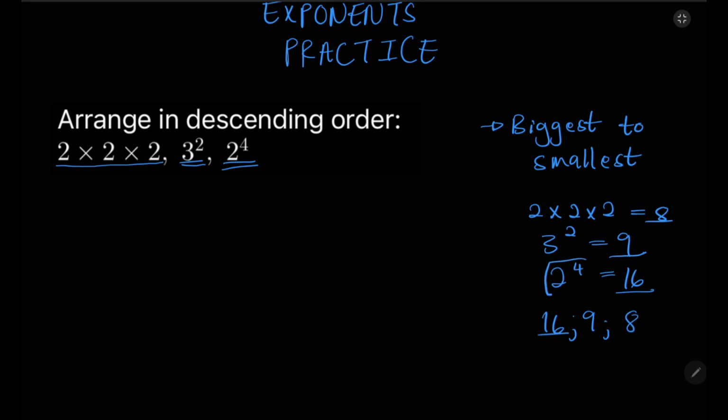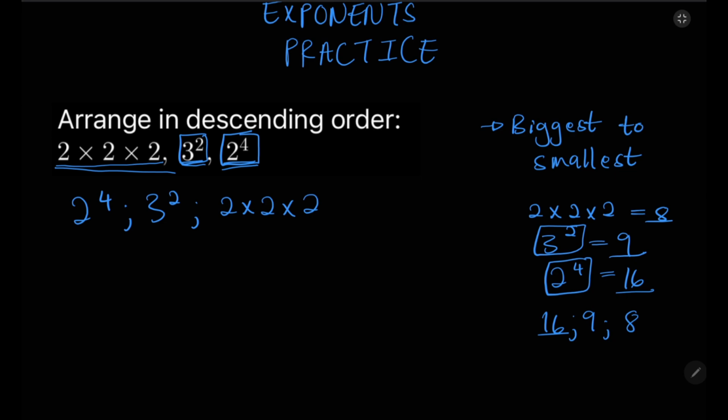16. 16 is 2 to the power 4. There is 2 to the power 4. Followed by 9. 9 is 3 to the power 2. There is 3 to the power 2. We're left with 2 times 2 times 2.